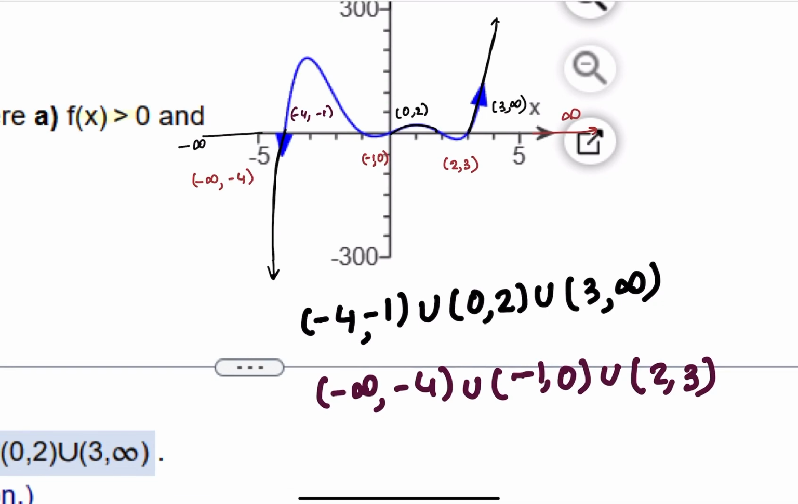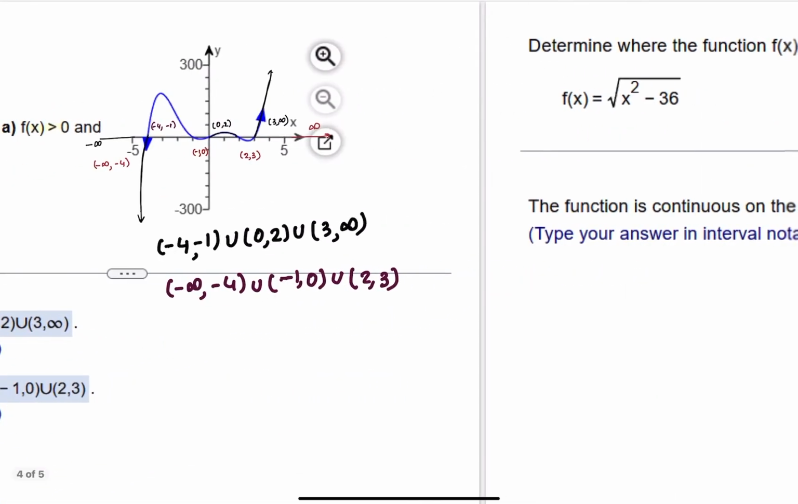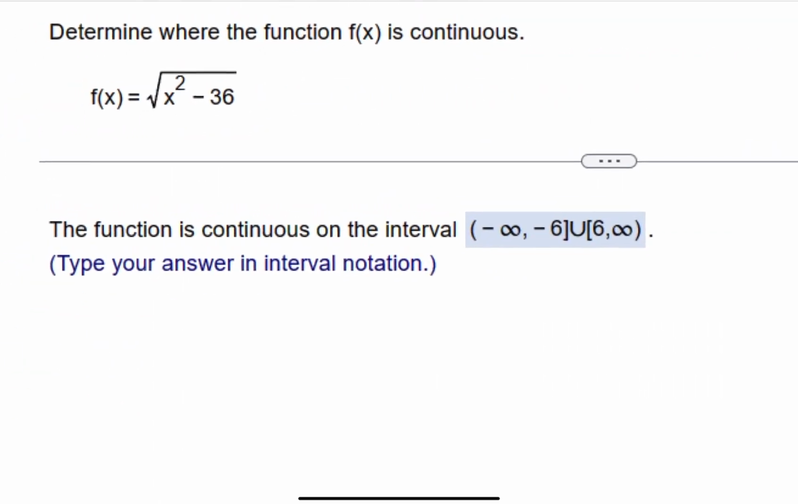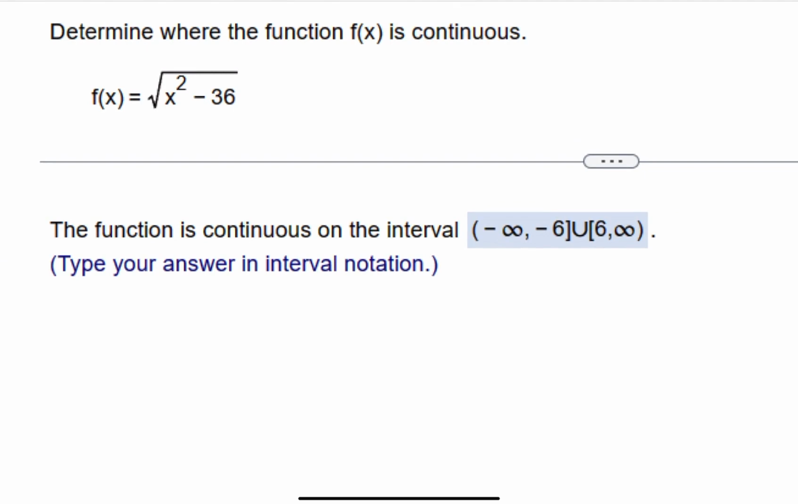All right. Do we have any other? Oh, we do. Okay, let's go ahead and take a look at this one. Determine where the function is continuous. This is a radical function. You can graph these functions or you can manually work them out. Remember, the radicals have to be greater than or equal to 0. That means x squared minus 36 has to be greater than or equal to 0.